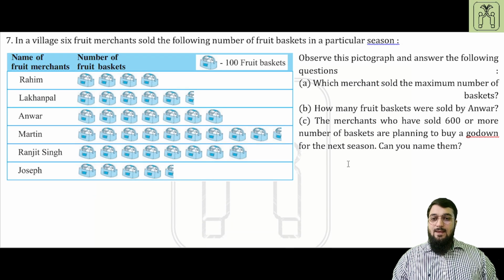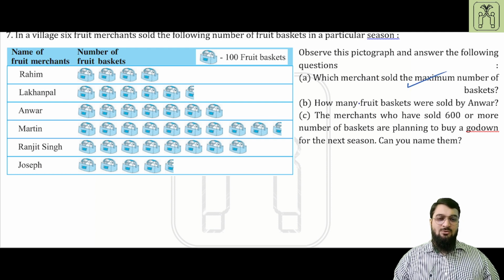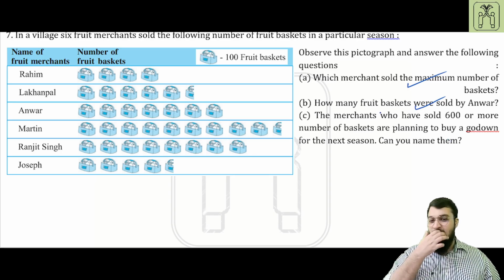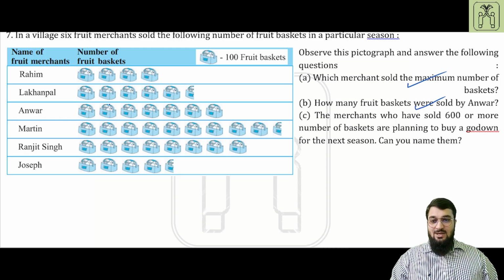Coming to question number 7. In a village, 6 fruit merchants sold the following number of fruit baskets in the particular season. That is Rahim, Lakhanpal, Anwar, Martin, Ranjit Singh, etc. We have done this type of question. How many fruit baskets were sold by Anwar? This also we have done similar. Merchants who have sold 600 or more baskets are planning to buy a godown for next season. Can you name them? You just have to calculate the ones who are having more than six symbols.